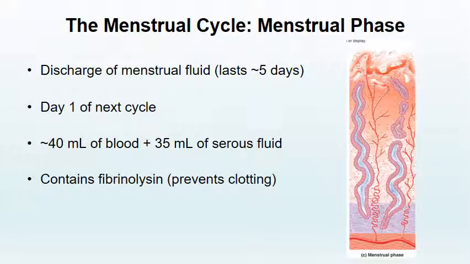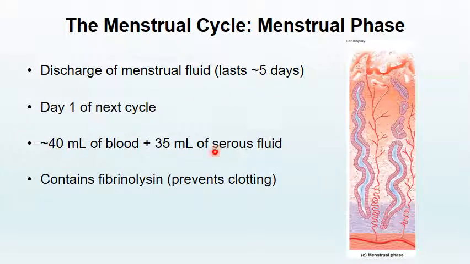From there, we move into the menstrual phase. So remember, the menstrual phase starts day 1 of the next cycle. During the menstrual phase, we actually get discharge of our menstrual fluid. So the blood and the serous fluid is going to leave out the vaginal canal. And so we are cleaning out or getting rid of all of that tissue that's breaking down.